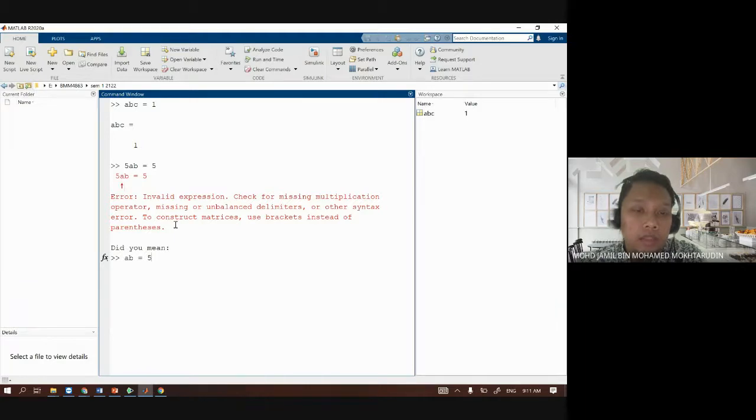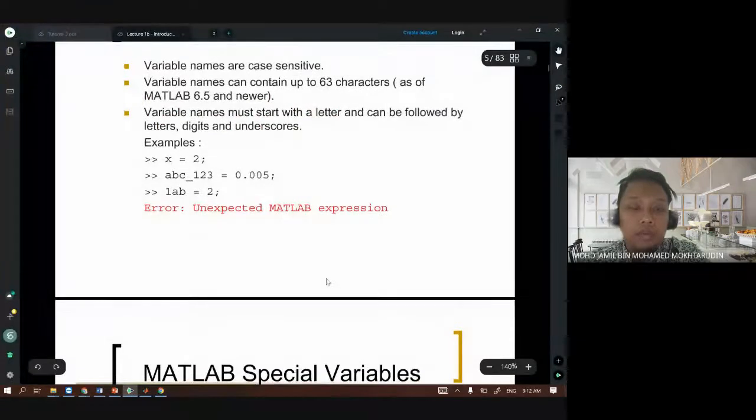Okay, so when there's an error in your code, you always look at the first error, the topmost error, and read what they say. Here it says invalid expression, so either missing multiplication or unbalanced delimiters. So dia beritahu lah ada salah dekat depan ni, tapi dia tak tahu salah apa. Okay, so MATLAB pun tak pandai. So that's how you define a variable.